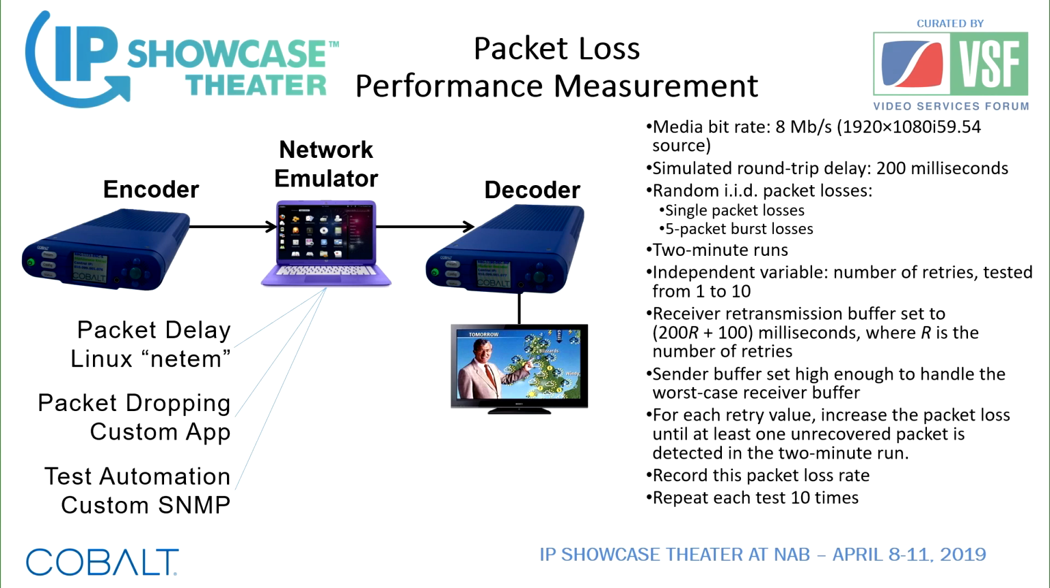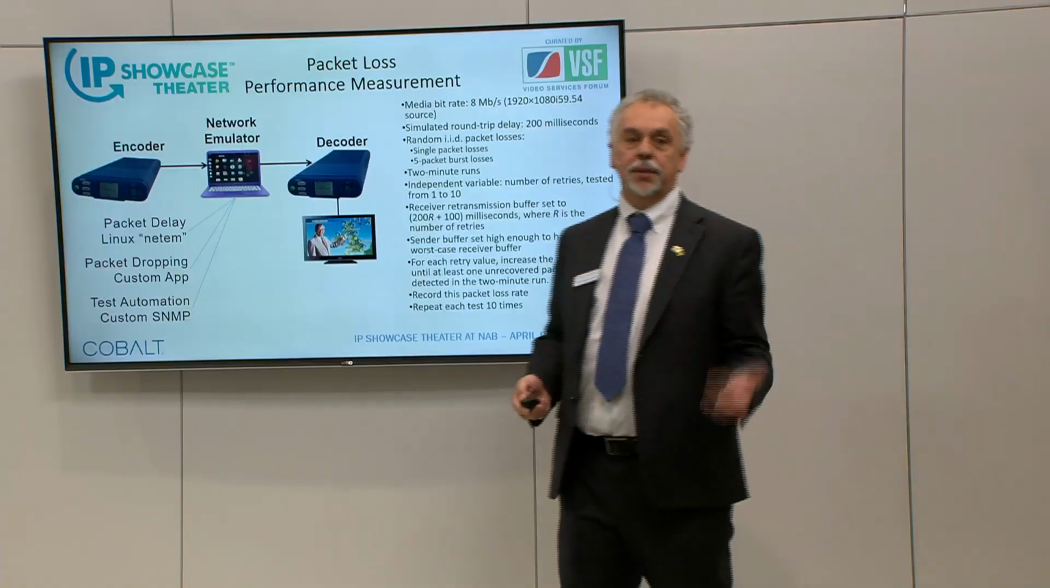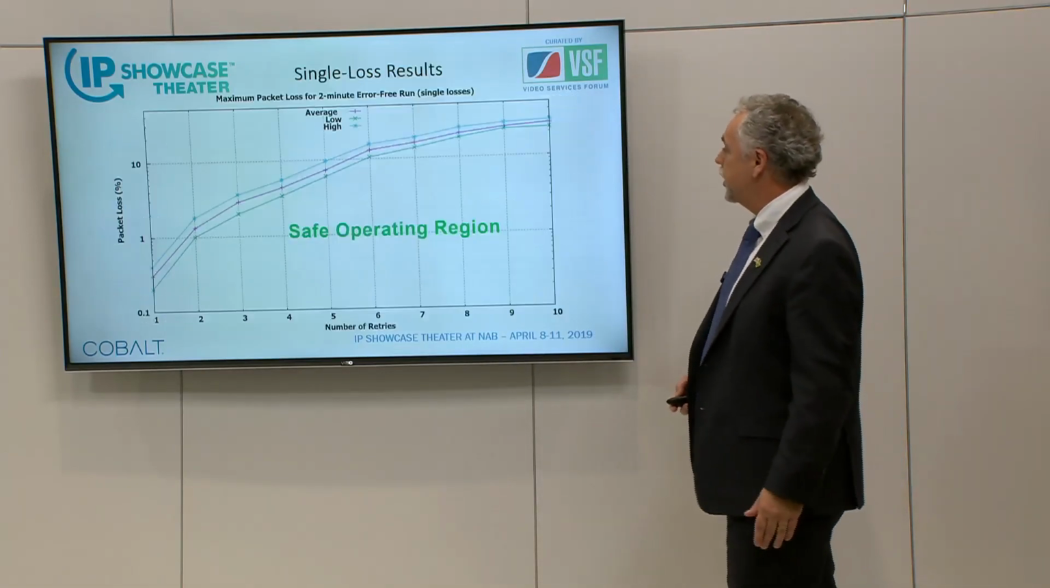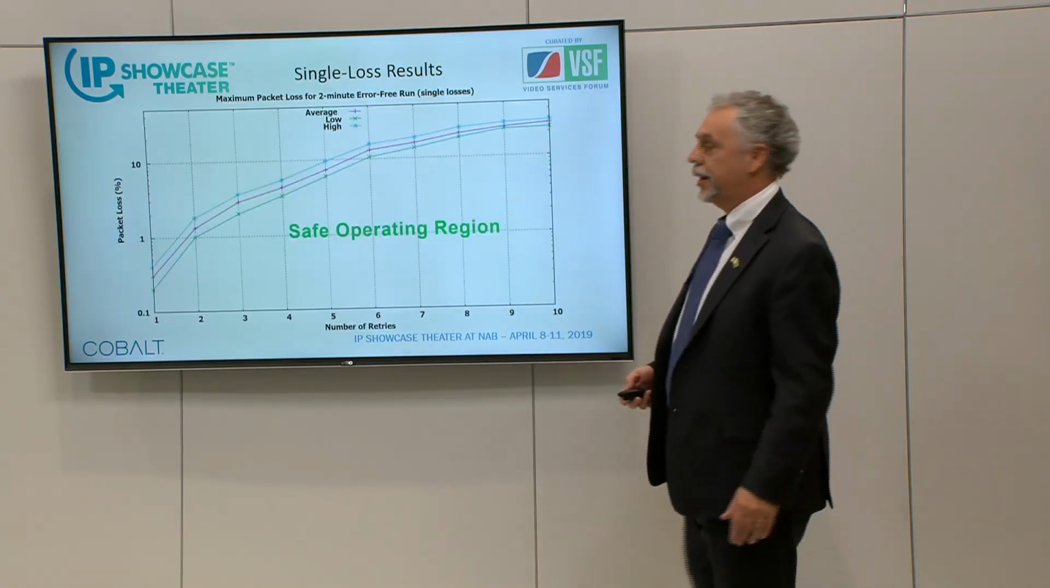Okay? I set the retransmission buffer to the right number with a little engineering margin. And then I increase the packet loss until it breaks. And I will do that multiple times to get a confidence interval. So let's take a look at how this looks.